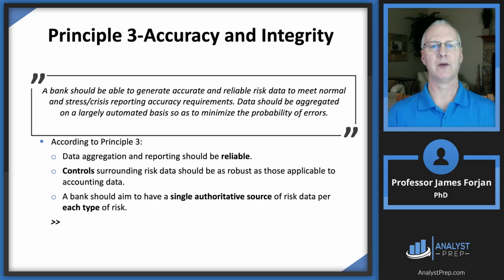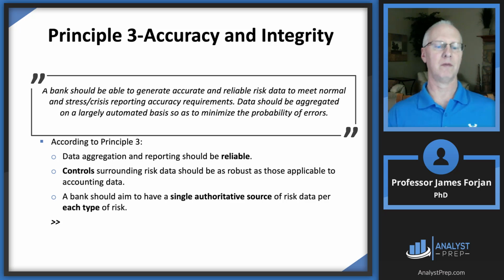Principle 3, accuracy and integrity. What we need to make certain is that the data aggregation and reporting should be reliable, and there should be a robust system of controls to ensure that accuracy and integrity, and there should be some kind of a source of authority to make certain that each type of risk has its own system of controls and its own way of ensuring accuracy and integrity.